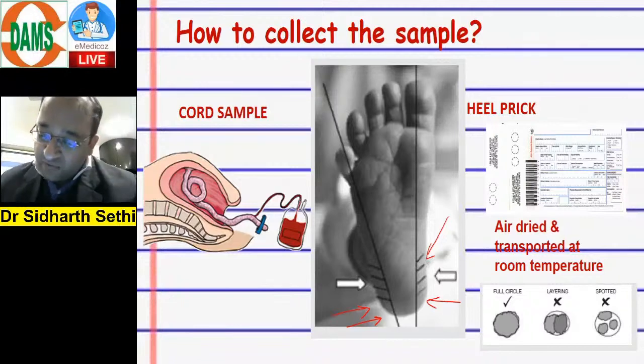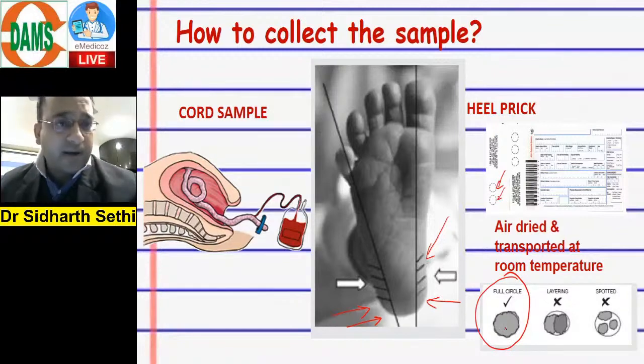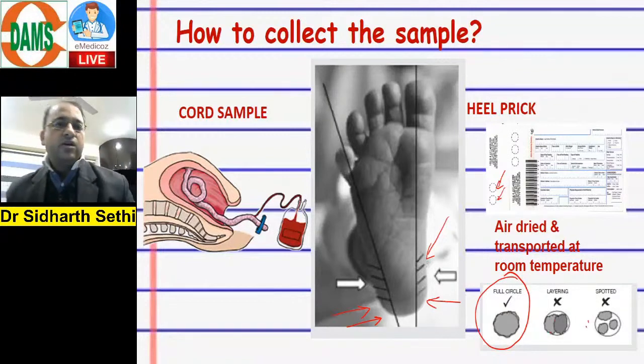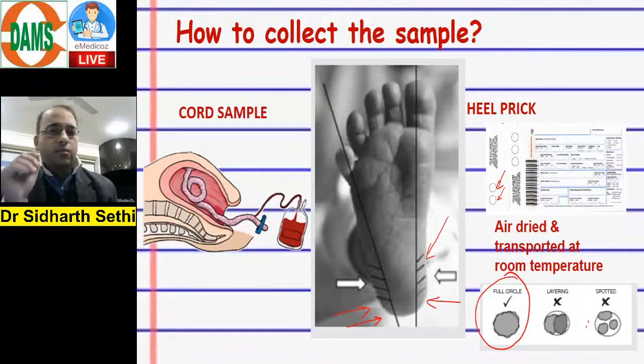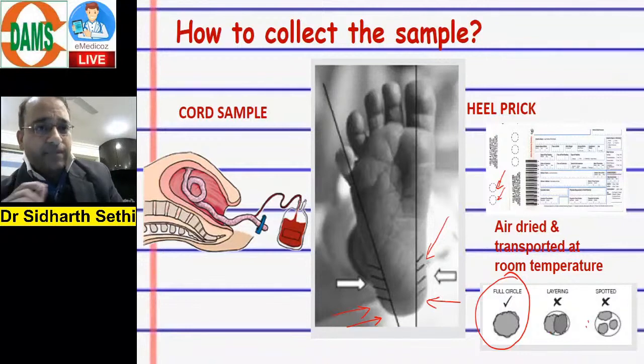Okay, and we need to have a full circle of blood in this circle. It should completely, you have a whole blood here. Okay, you should not have spots here or layering here. We need a good drop of blood on a filter paper. We dry the filter paper and transport it to the lab on room temperature.